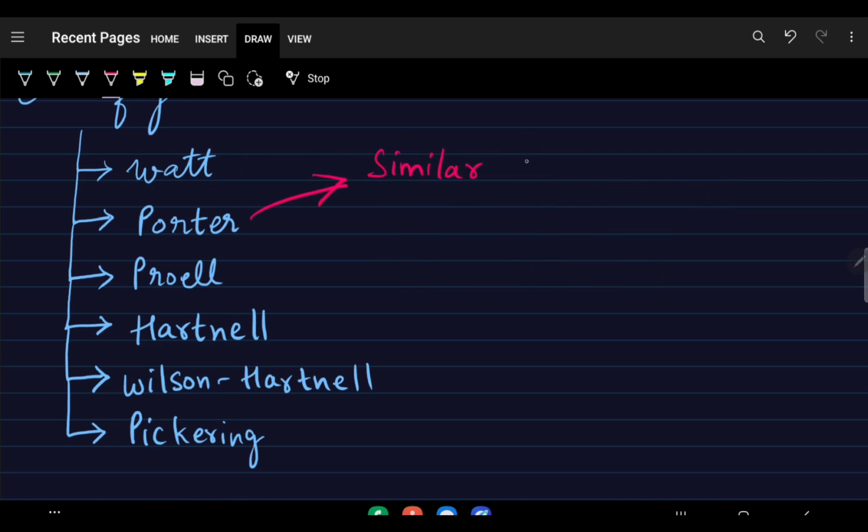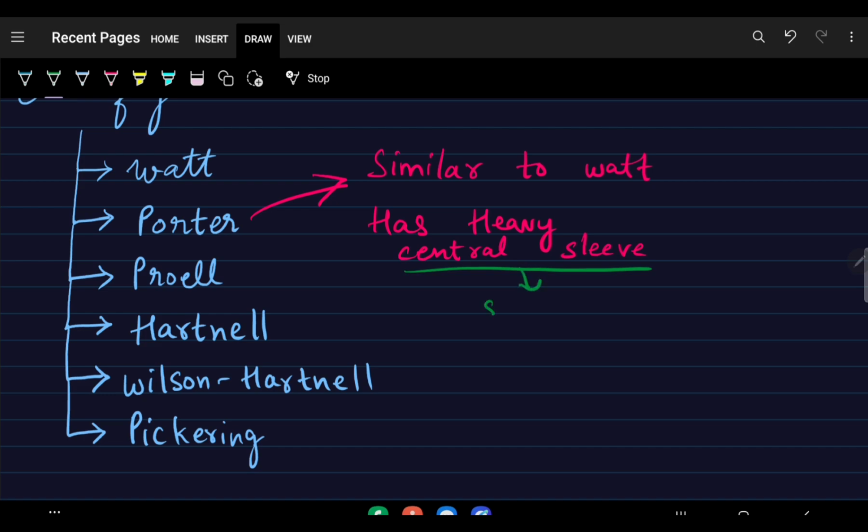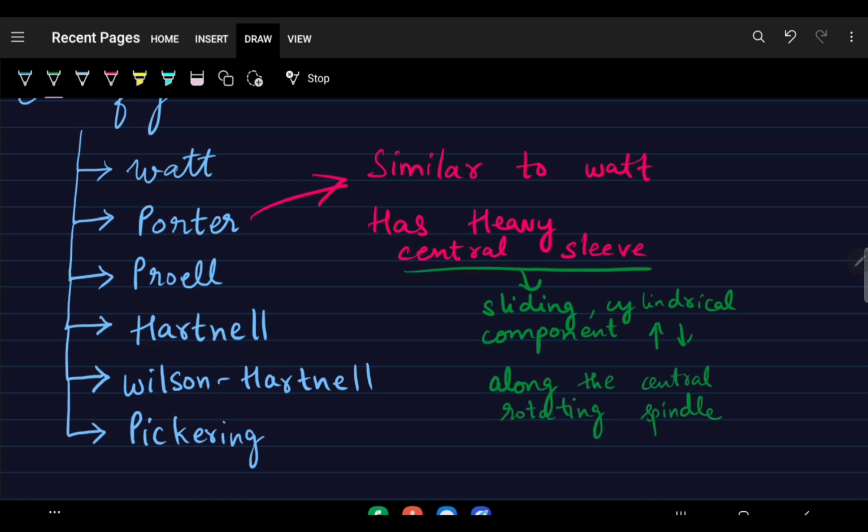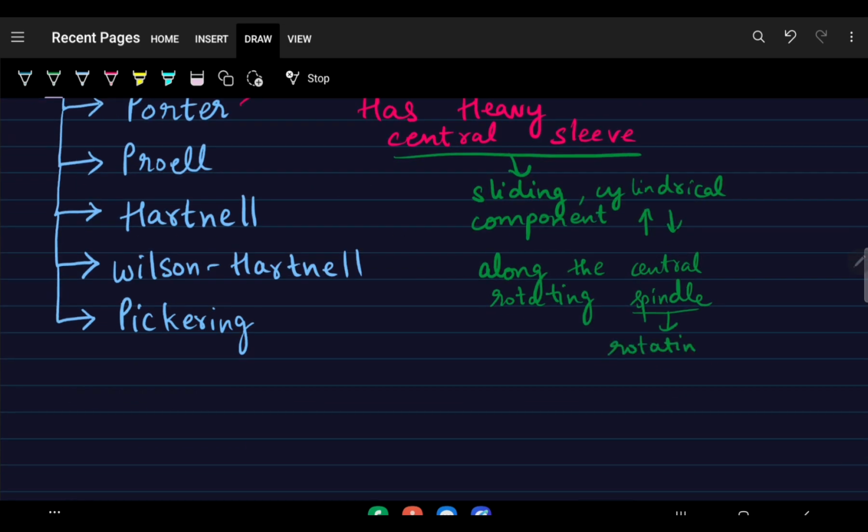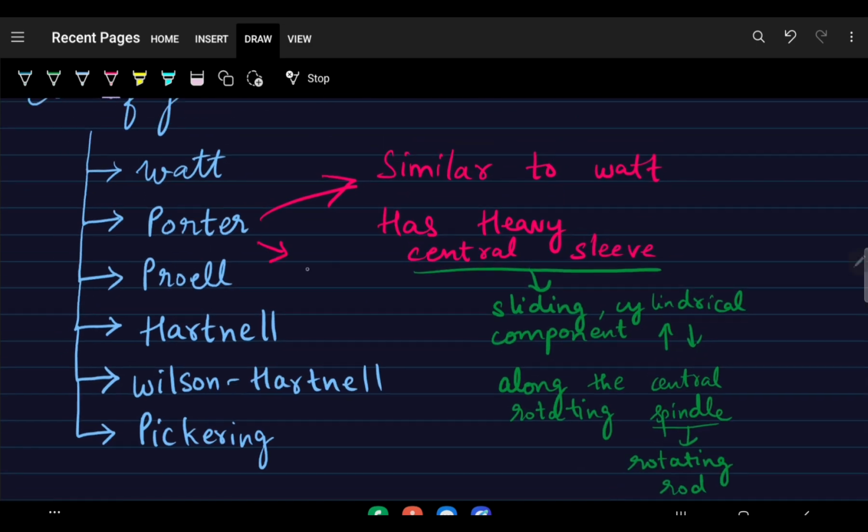And coming on to the Porter governor, it is similar to the Watt governor, and it has a heavy central sleeve. The central sleeve is nothing but a sliding cylindrical component that moves vertically up and down along the central rotating spindle. A spindle is nothing but a rotating rod or stick. You can think of it as a rotating rod in machines. And coming on to the next point, the Porter governor is suitable for medium speed engines.